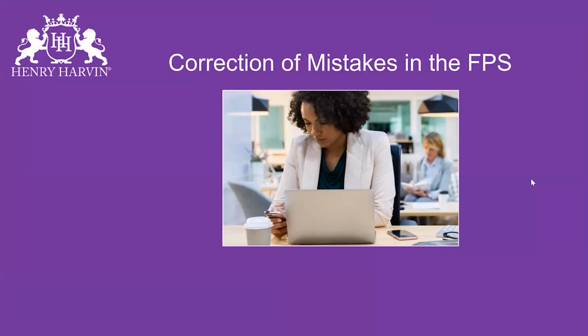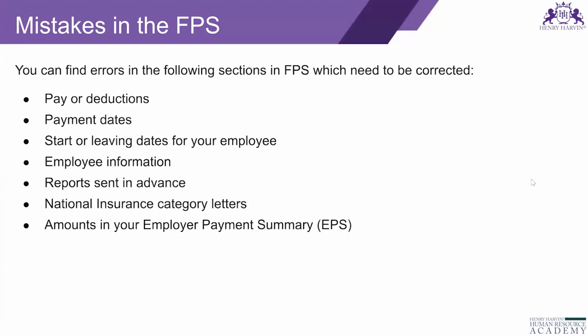Correction of mistakes in the FPS. If you made any mistake, what could the mistakes be? You can find errors in the following sections of the FPS which need to be corrected. One is pay or deduction. You can make a mistake in pay or deduction, and you came to know about it. Then payment dates could be mentioned incorrectly. That could be possible. Start or leaving dates of your employee mentioned incorrectly. That is possible. Employee information is incorrect, like NIC number or date of birth or address details. It is incorrect.